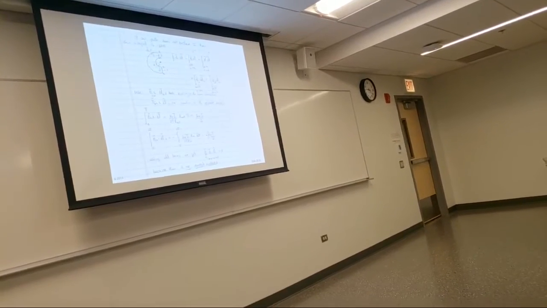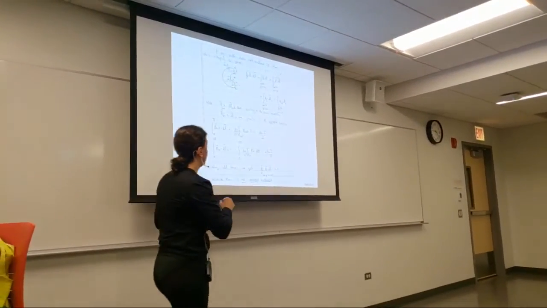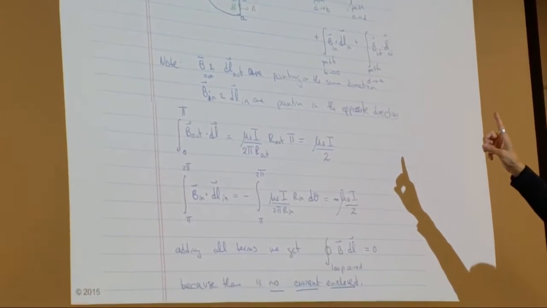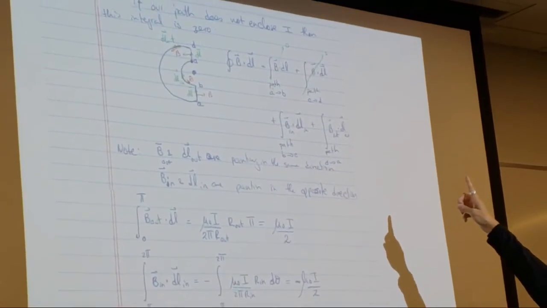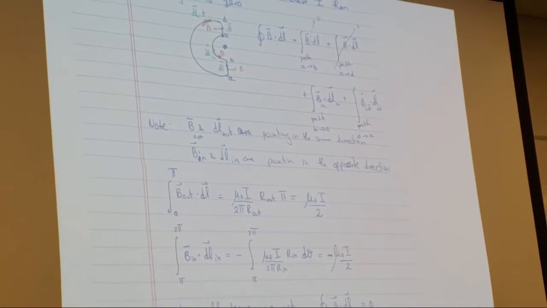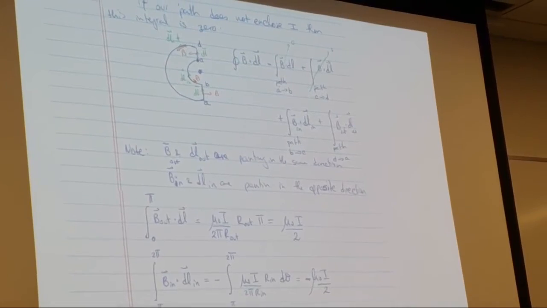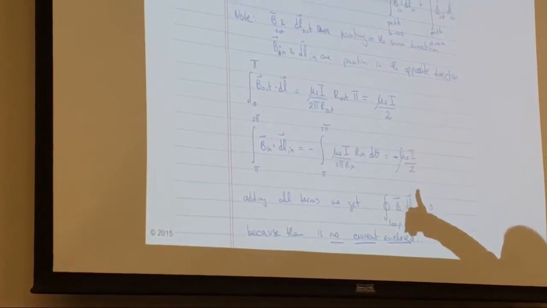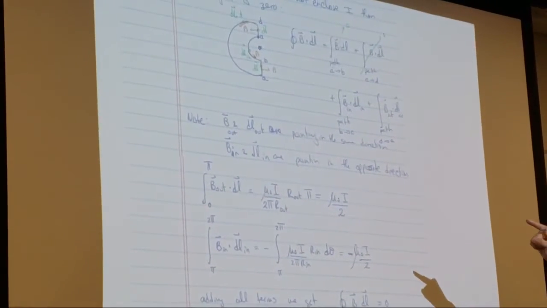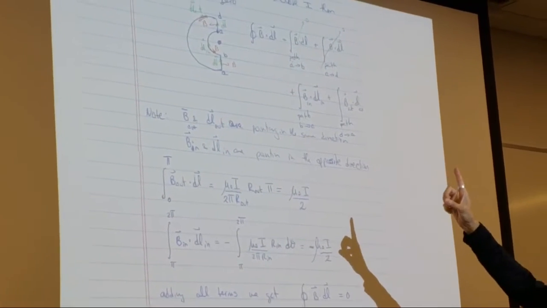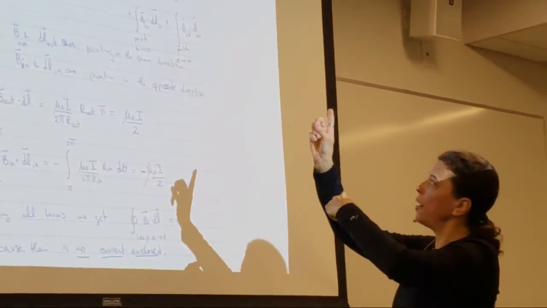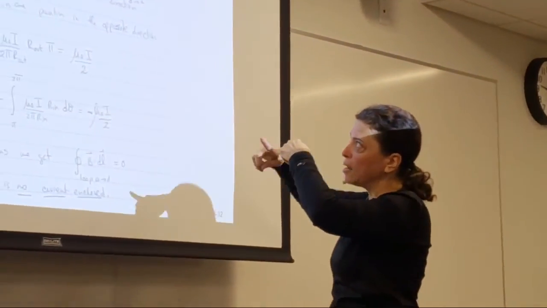Now, what happens if I choose a path that doesn't include the current? So let's go back to that integral that we had. I go from A to B, it's 0 because B and dl are perpendicular. Then I go from C to D, also 0 because the path is perpendicular to B. Then I have the path from B to C, and the path from D to A. Again, the current is going out of the board and the magnetic field is going counterclockwise. So when I go from B to C, my dl is going against the magnetic field. The magnetic field is going counterclockwise while I am going clockwise.